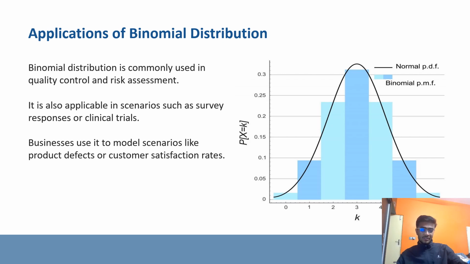Applications of binomial distribution. So where are we going to use this binomial distribution? Binomial distribution is commonly used in quality control and risk assessment. It is not applicable in scenarios such as surveys, responses, or clinical trials. Businesses use it to model scenarios like product default, defect, or customer satisfaction rates. So in businesses, this binomial distribution is used widely. And it is also used in some surveys also.